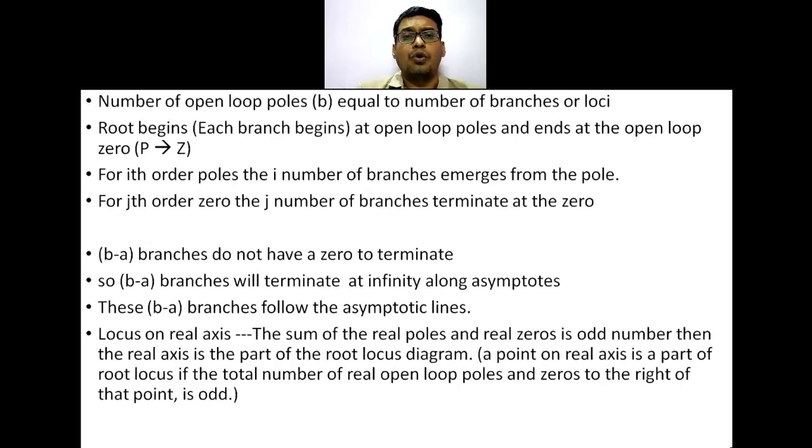Now, after defining the open loop poles and open loop zeros, we have to draw the actual root locus diagram. Now, the root locus diagram is plotted on the imaginary axis and the real axis, the complex plane. So the number of open loop poles is equal to the number of branches. That is what is essential. Branches are also called the loci. The number of open loop poles.